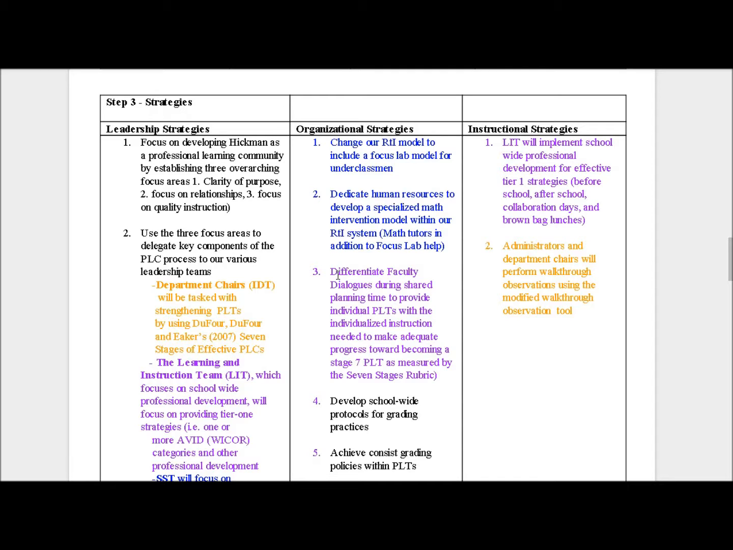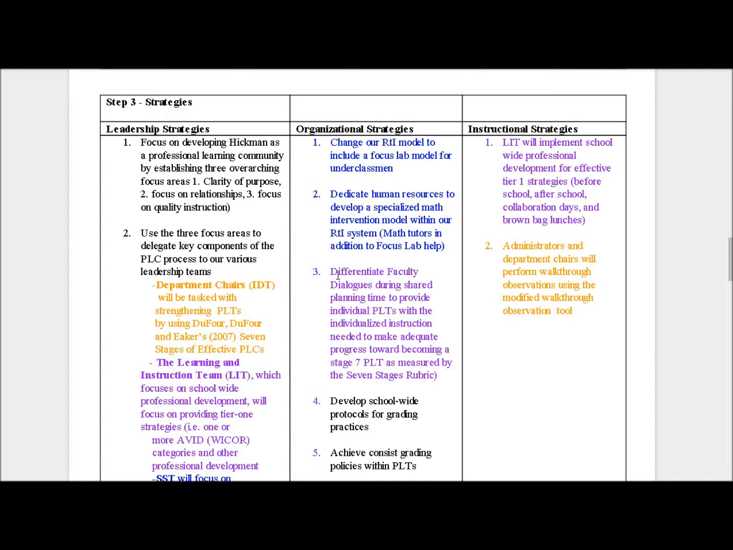So we started by creating the 3 focus areas: a clarity of purpose, a focus on relationships, and a focus on quality instruction. When you're trying to tackle something as large as dealing with what academic achievement looks like at Hickman High School, you have to give yourself a bit of a focus. And I think these 3 things will help us focus on achieving that goal. Making sure we know what we're doing and why we're doing it. Understanding that relationships are the foundation of everything that we do. And then also understanding that quality instruction and a focus on learning is going to get us to the point that we need to be.